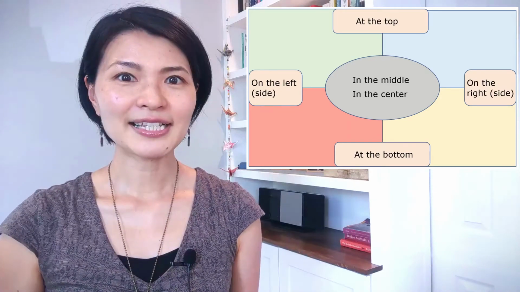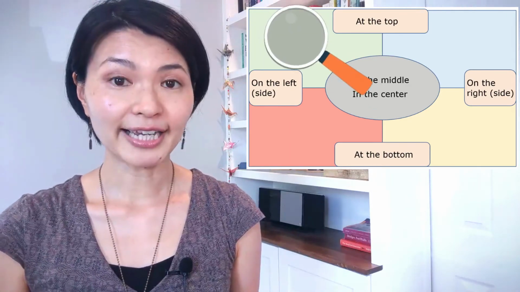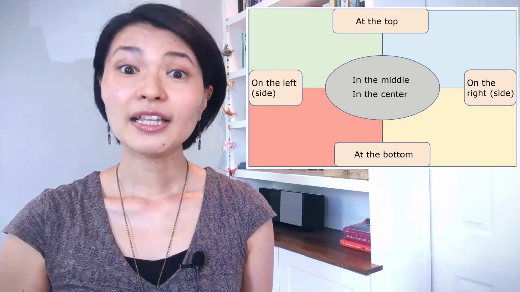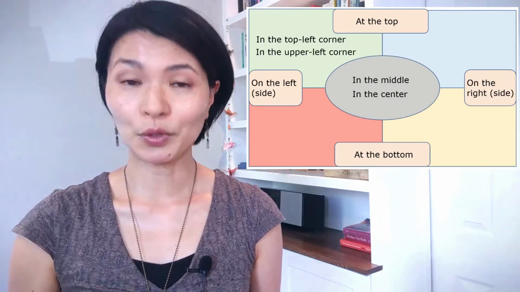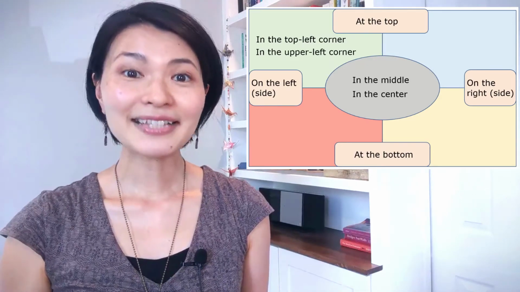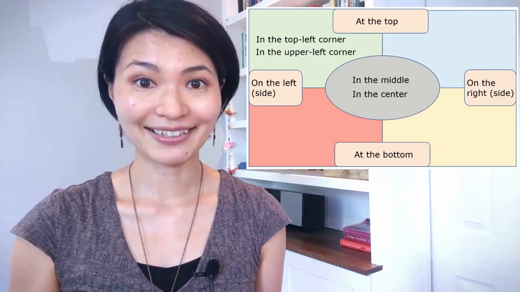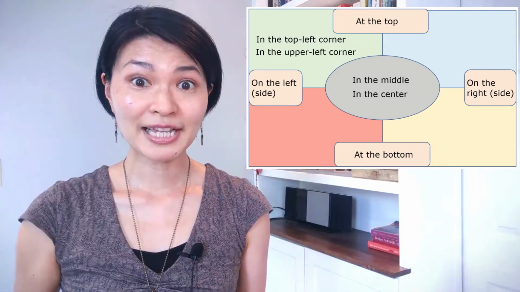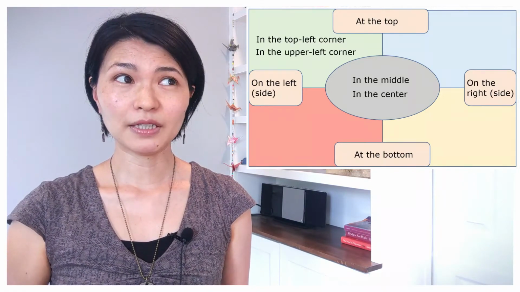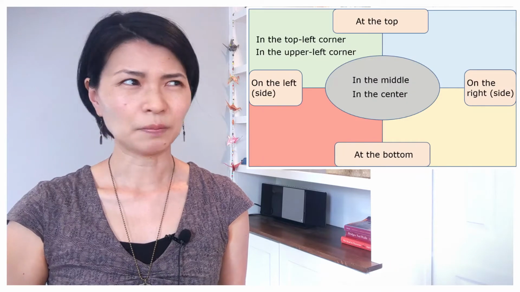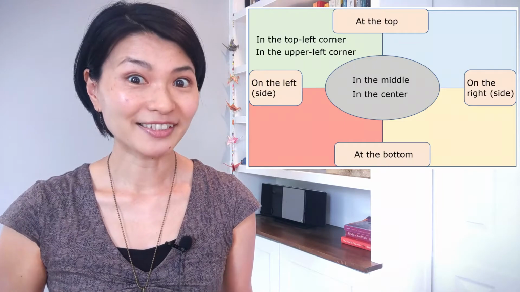Here's when things get a little more complicated. What do you call this area? In the top left corner or in the upper left corner? They mean the same thing, so choose the one that's easier for you to say. You don't want to get confused saying these words in the middle of your speech. Top, up, upper, topper corner? So take my advice and choose one.